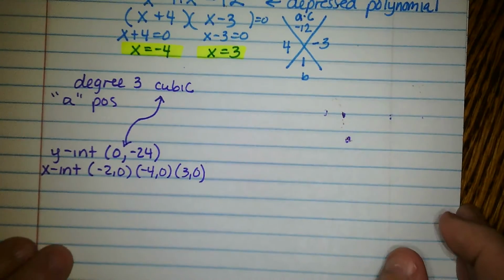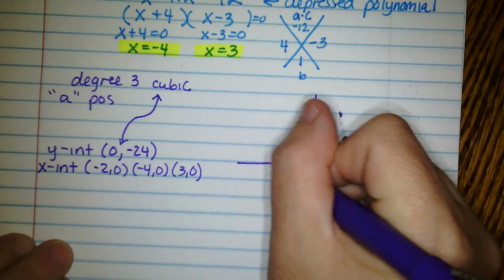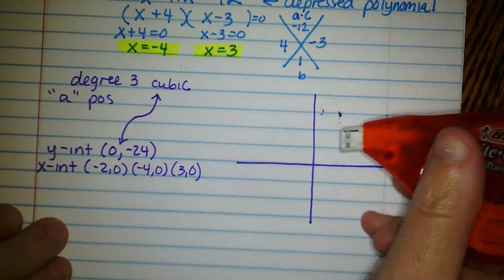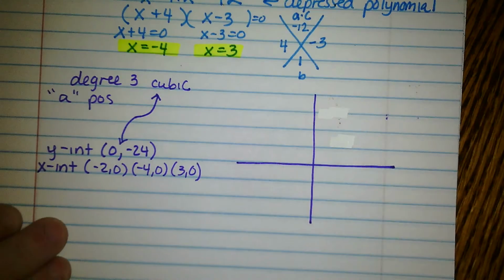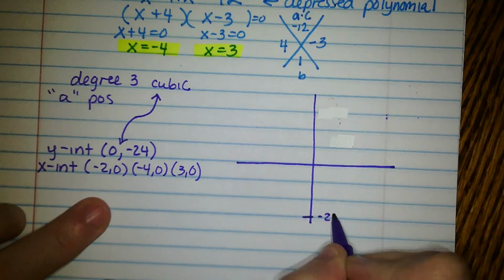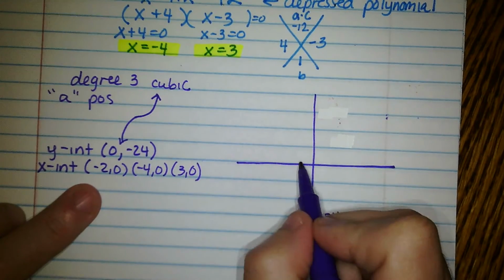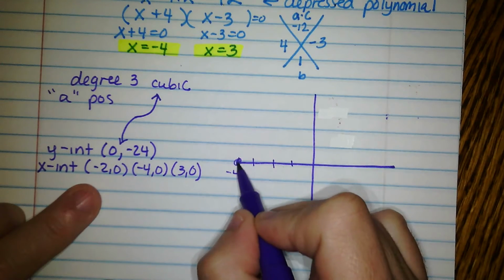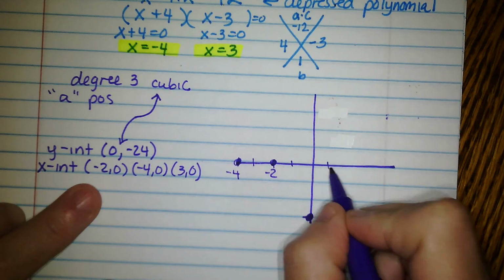Let's go ahead and plot this. Not plot it, but sketch. There's like random smudges on my page that I want rid of. Okay, so negative 24 on the y-axis, we'll put way down here. We need a negative 4, 2, 3. Let's do negative 4 here. Negative 2 here. Positive 3 here.